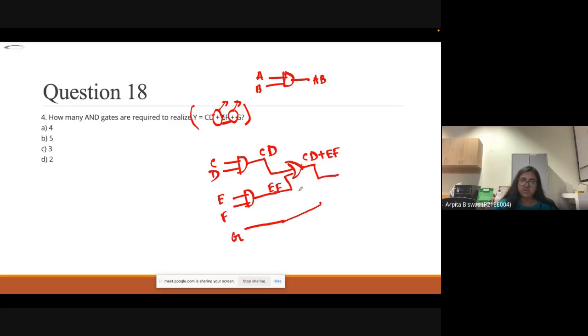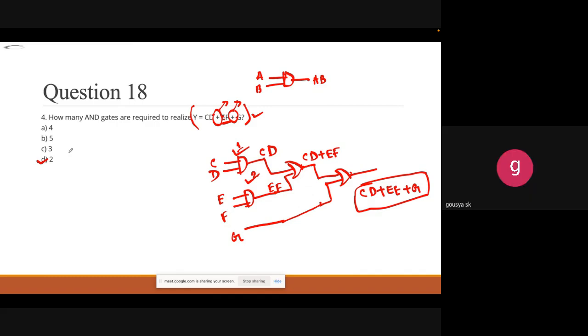If it is a three input OR gate, then directly you can connect the G. But we are now taking two input, okay? And if you take the OR gate here, what will be the output? Here G is connected. OR gate means the plus sign will come out: C into D plus E into F plus G. So it is the final output. How many AND gates are required here? One and two. Okay, so the right option is option D. Is it clear?